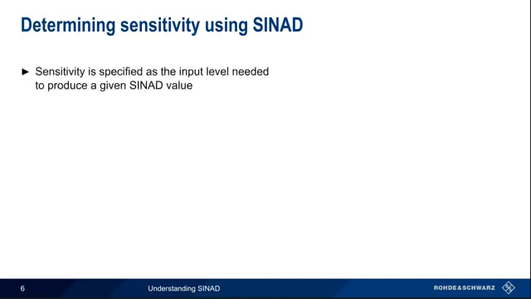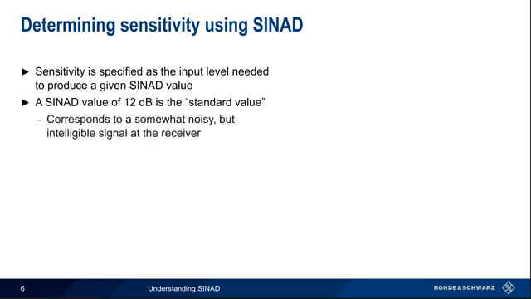Sensitivity is specified as the input level that's needed to produce a given sinad value. The standard sinad value used in almost all analog receiver testing is 12 dB. The reason for this particular value is that a sinad of 12 dB corresponds to a somewhat noisy, but still intelligible audio output from the receiver.